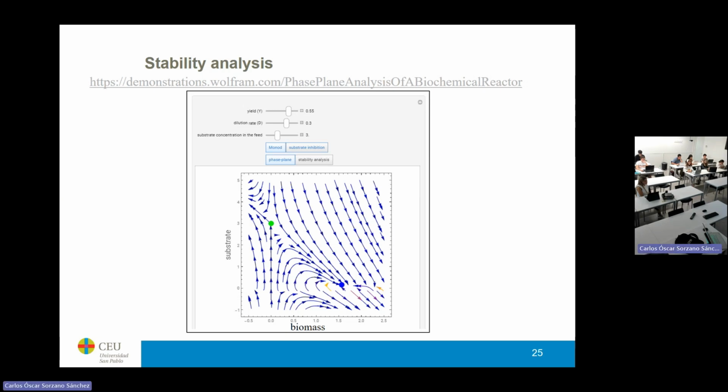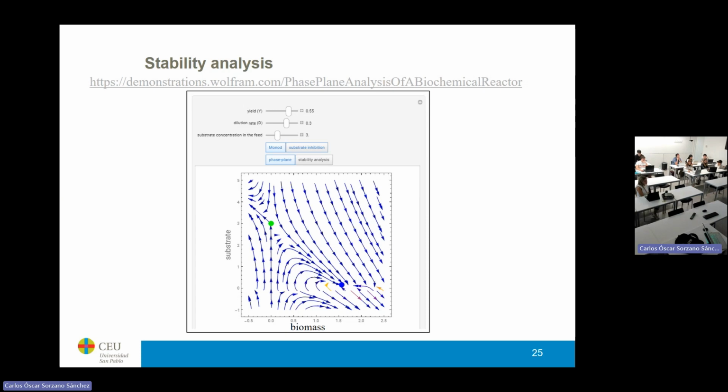So this point is a stable point. You may not have a stable point, so you may have systems that wander around all the time. You may have cycles. So what kinds of behaviors do I have? And for that, you have this kind of representation.